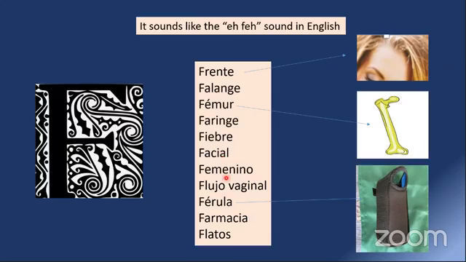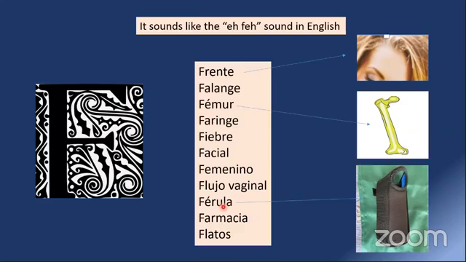Femenino. What's the sex of the patient? Femenino. Flujo vaginal. We learned that in the previous lesson. Flujo vaginal is the vaginal discharge. Remember that flujo sounds like flow. And some people said, oh, it's the vaginal flow, that maybe they are talking about the period, but no. Flujo means discharge. So flujo vaginal is the vaginal discharge.